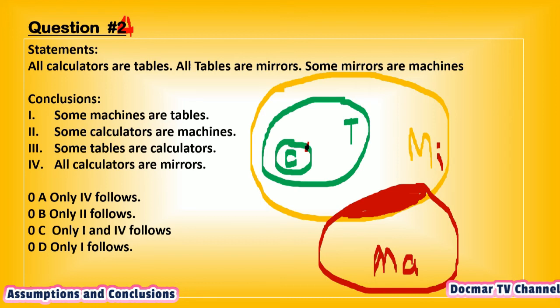Let's analyze the conclusions. Some machines are tables. Wrong, because machines is not connected with tables. Some calculators are machines. None, because machines and calculators have no connection.